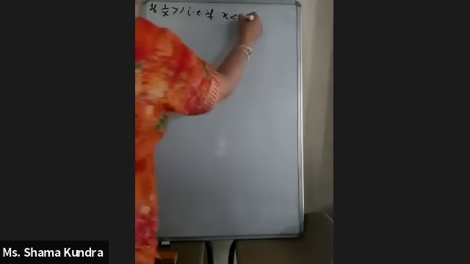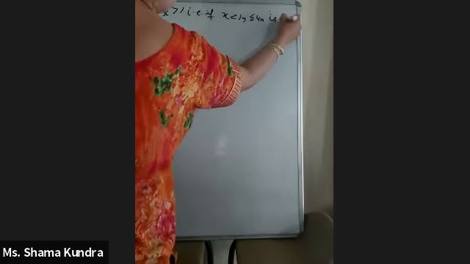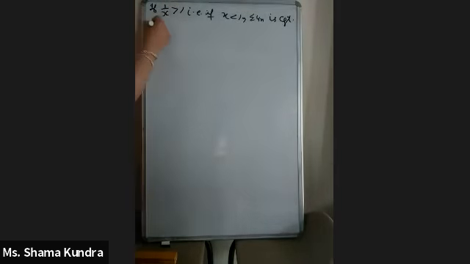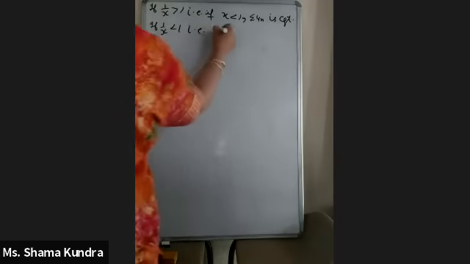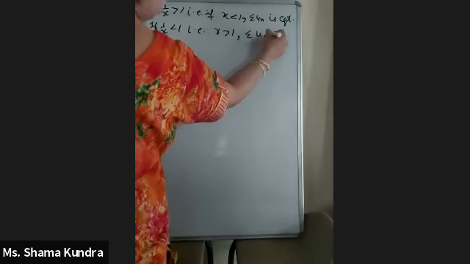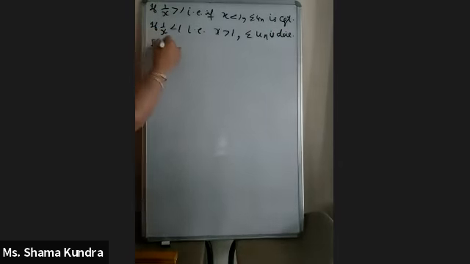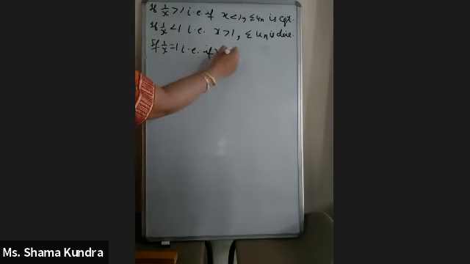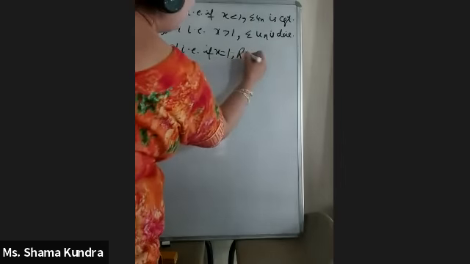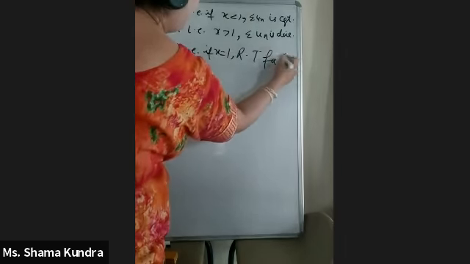If 1 by x greater than 1, that is if x less than 1, series un is convergent. If 1 by x less than 1, that is x greater than 1, series un is divergent. If 1 by x equals to 1, that is if x equals to 1, ratio test fails.